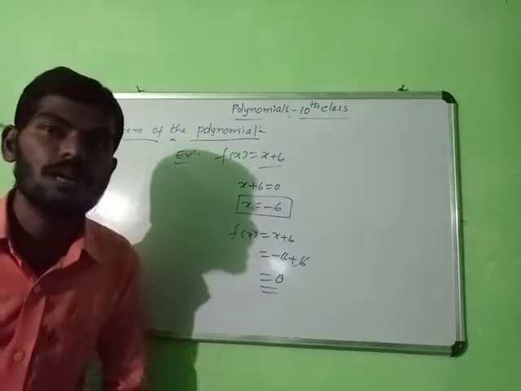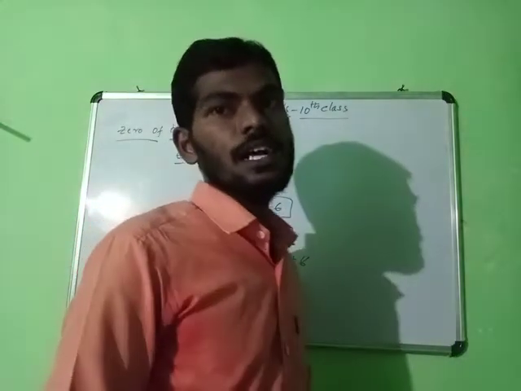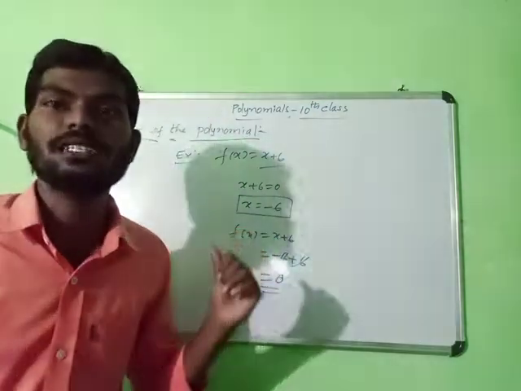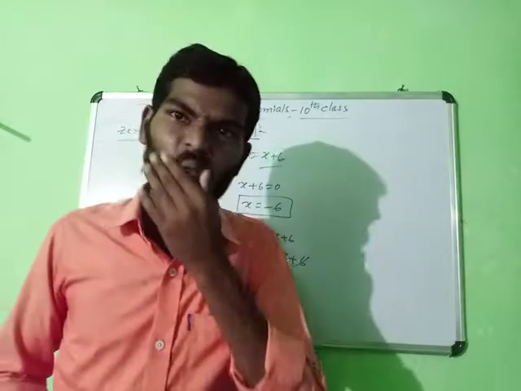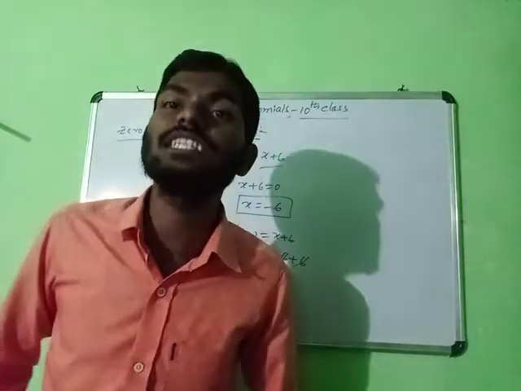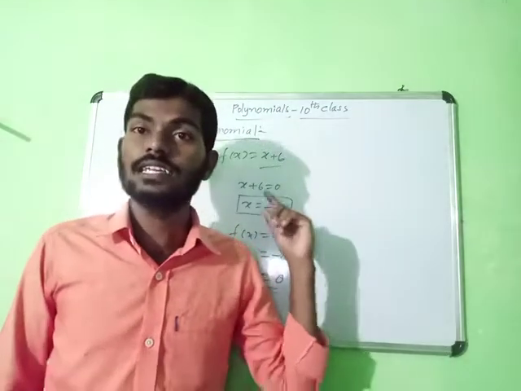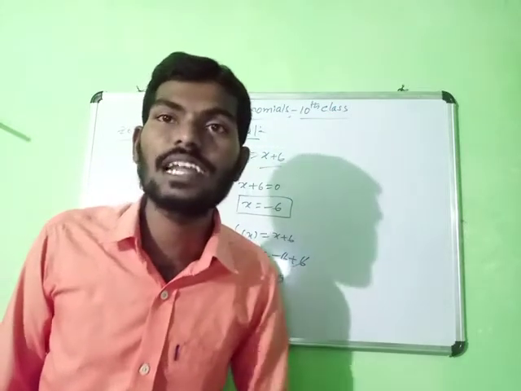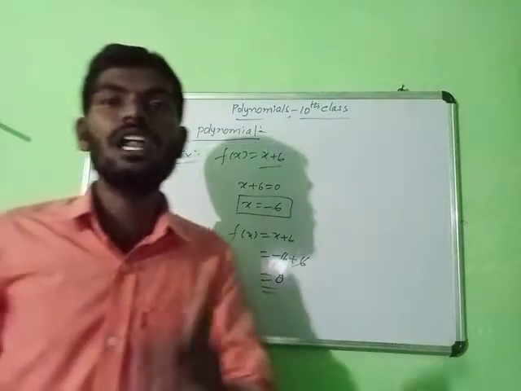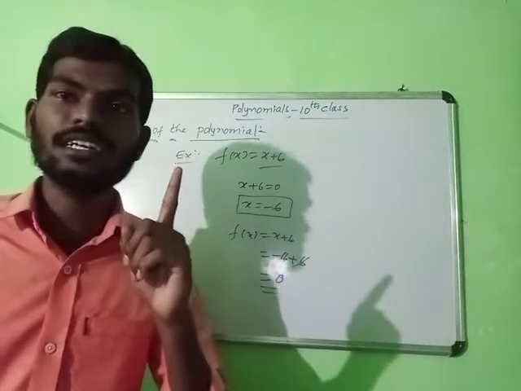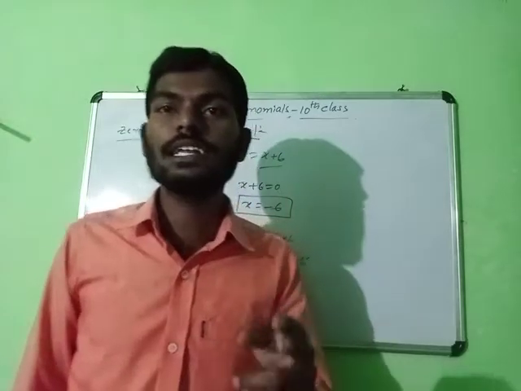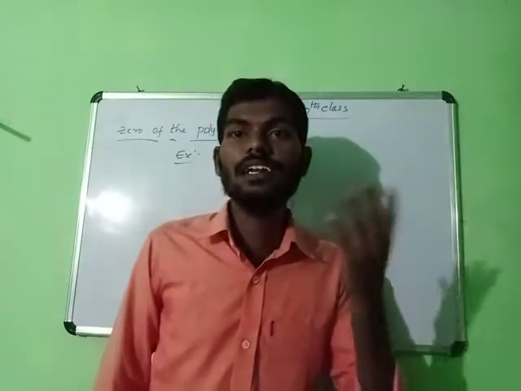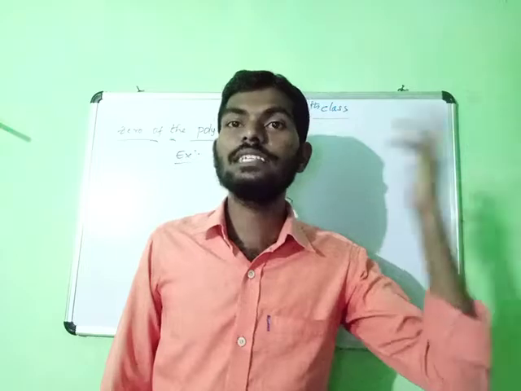Now what does the zero of the polynomial mean? In the given polynomial, the value of the variable which satisfies the given polynomial is called the zero of the polynomial. If the polynomial is a linear polynomial, then there is only 1 zero. Linear means degree 1, so there is always 1 zero. Degree 2 means 2 zeros. Degree 3 means 3 zeros. Degree n means n zeros.